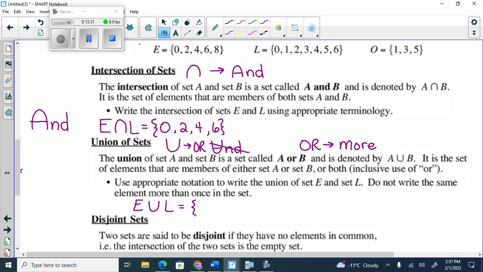So 0 is in E, and it's in both, so I list it once. 1's in L, so I list it. 2 is in both, so I still list it. 3 is in L, I list it. 4 is in both, I list it. 5 is in L, 6 is in both. So if the number appears in either or, you list it. So or often results in more. Yeah? And 8. Oh, and 8. Good call. Oops. Yes, we need 8 too.